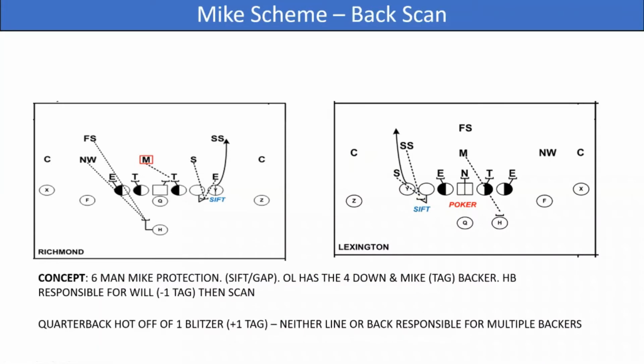All right. So now let's just get into the scheme, right? Whether it's 6 men, 5 men, or 7 men, from a scheme standpoint, we can be in a Mike scheme protection where the center and guard are going to handle the Mike. The back is going to scan and go -1 the tag, stay on his side, and the quarterback handles +1 the tag. You can see the call side tackle with the sift mentality, as he's going to set the defensive end with eyes on the Sam and block the most dangerous of those 2. So this is a 6-man Mike scheme, back scan, quarterback hot off 1 protection.